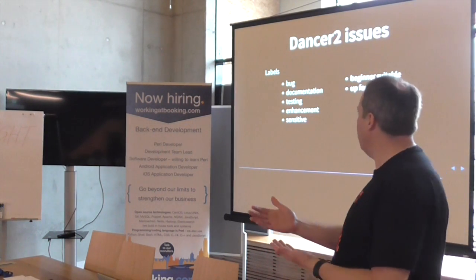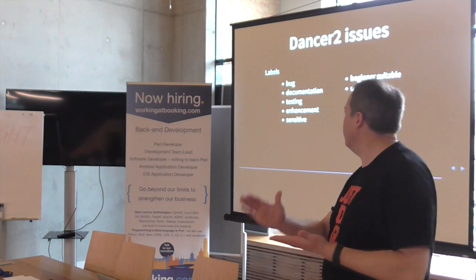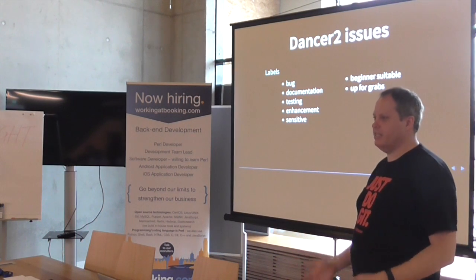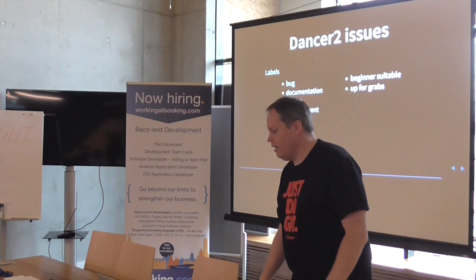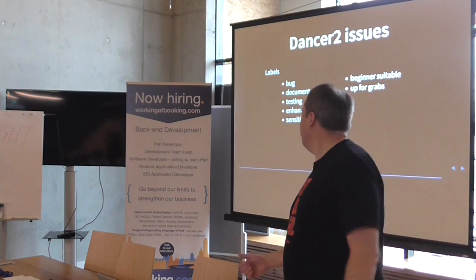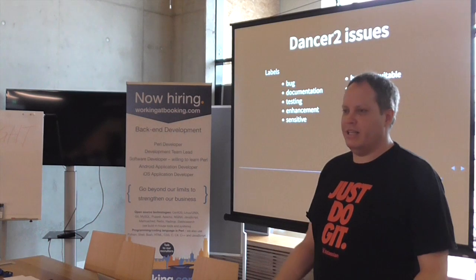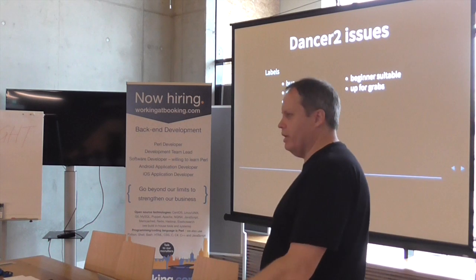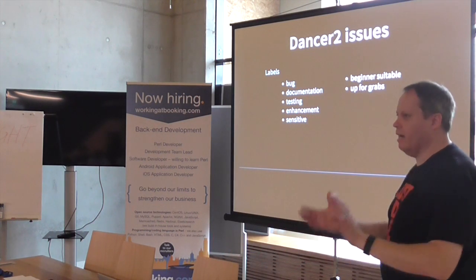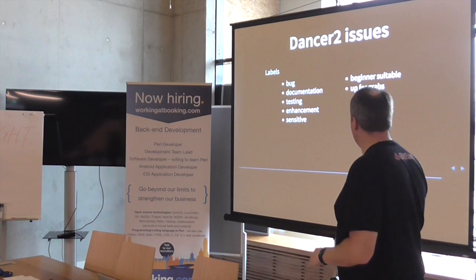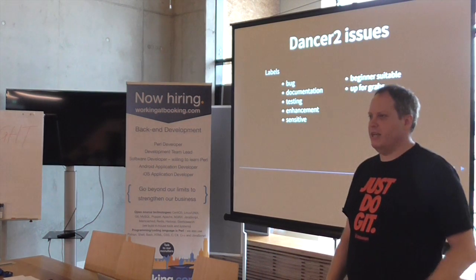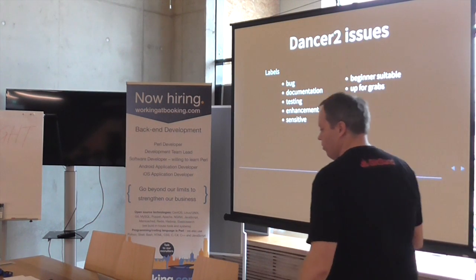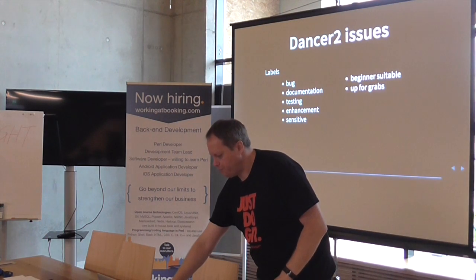We try and label them with what they are. Is it a bug? Does it involve documentation? Is it testing? Is it sensitive? So the sensitive one is something that, if we change it, is going to affect lots and lots of really nice people. We also tag them with beginner suitable, if that makes sense. We think this is something that somebody who may be new to Dancer2, or new to making pull requests, new to an open source project, can pick up and work with in a short amount of time and come up with a really nice solution. And up for grabs is saying, we know this is a problem, we don't have the tools to fix it. Does somebody want to say, yeah, I'll go look after that? Go grab it.